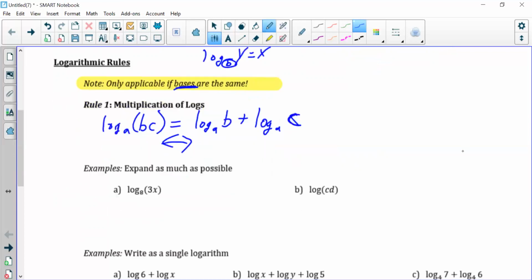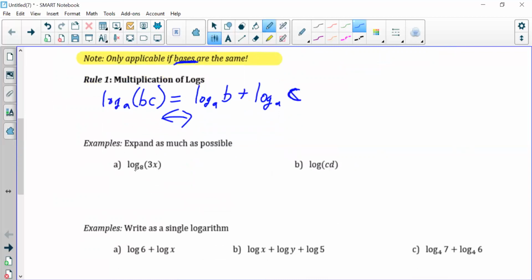All right, so let's look at our examples. Expand as much as possible. So we're going to take this and we're going to split it apart. So one of them is going to be the log base 8 of 3 plus the log base 8 of x. Now let's expand this one. So the log, again, no base, so it's an understood 10, so we don't even need to write it. So the log of c plus the log of d.